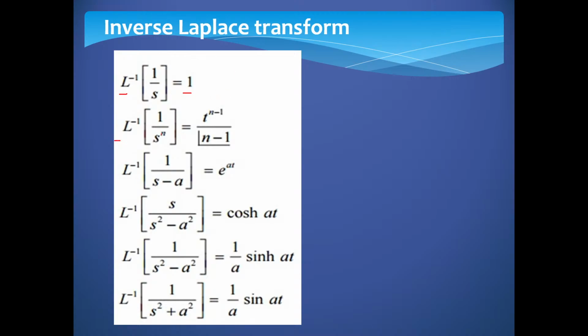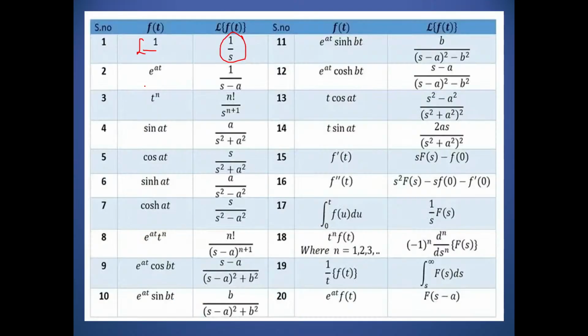Inverse Laplace of 1 by s to the power of n is t to the power of n minus 1 divided by factorial of n minus 1. Similarly, inverse Laplace of 1 by s minus a is e power at. You just see here, this is e power at.